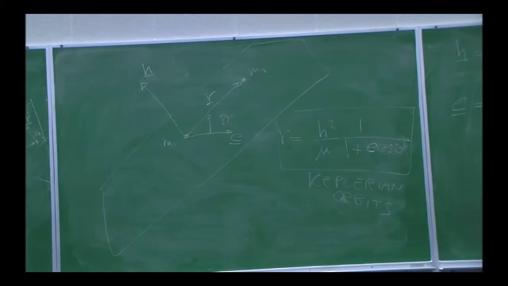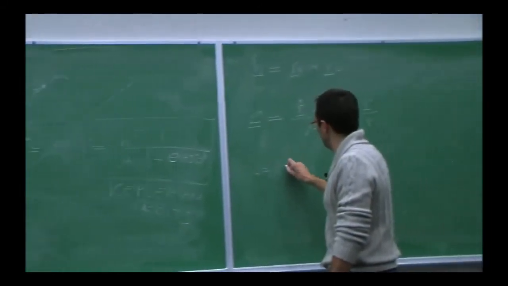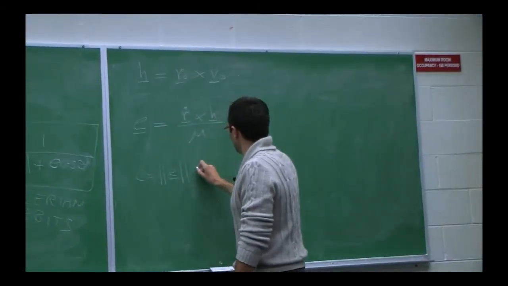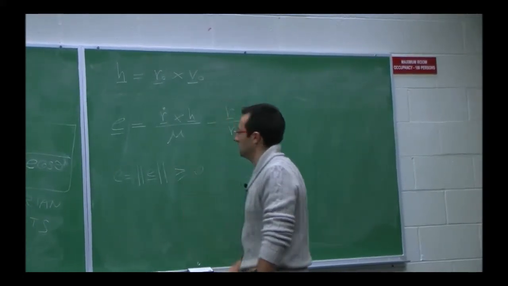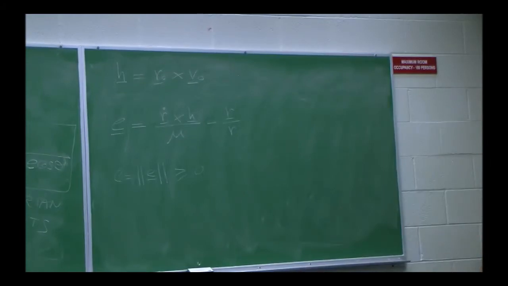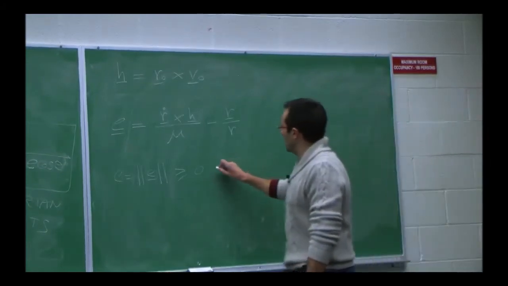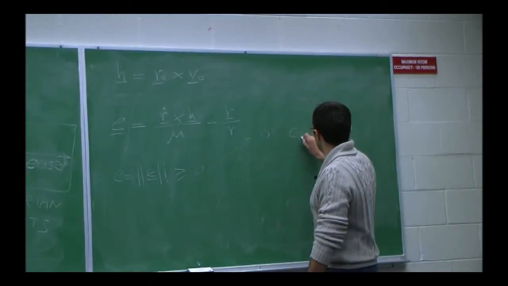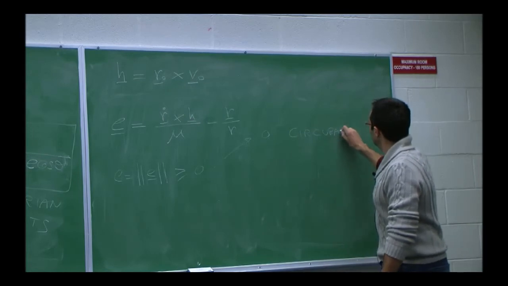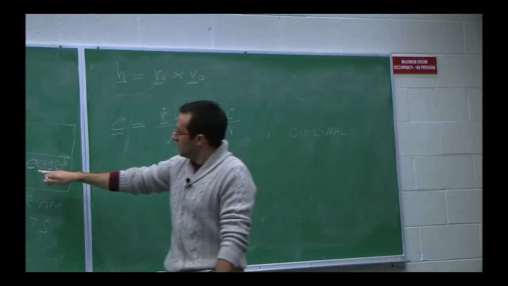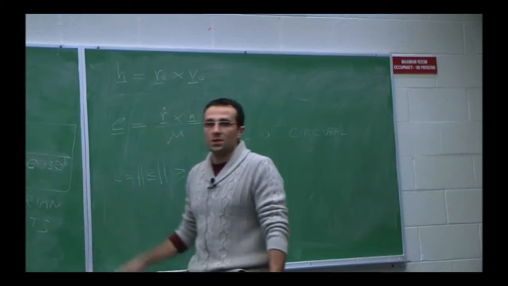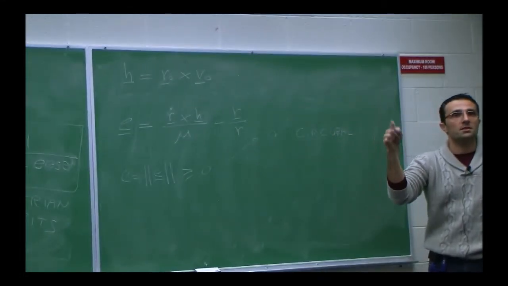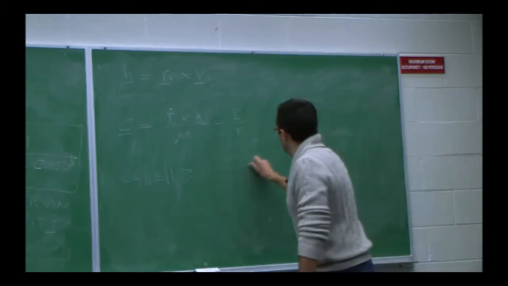Now E itself, of course, is the norm of the vector E. And of course, this is a norm, so it cannot be negative, right? It will always be greater than or equal to 0. We're not going to do it today, but if it's 0, we'll see this is a circular orbit. That's easy to see. Just put a 0 here. R is always constant. Doesn't change. So theta will change, but R remains the same distance from the planet.